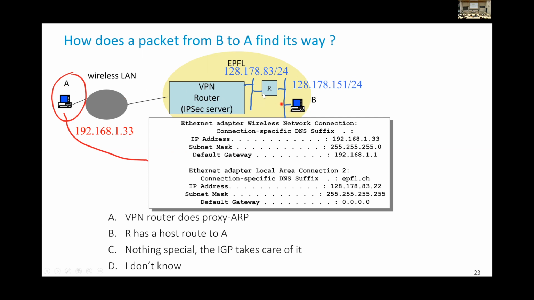But when the EPFL server replies to me, the EPFL server believes that I am on EPFL, sitting on the subnet 83. How does a packet find its way to me, given that I am not on the subnet 83?